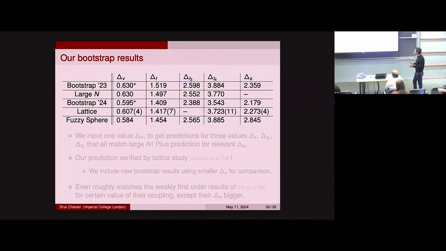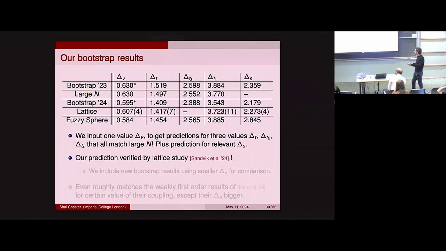Most exciting, though, from our perspective, is this paper by Sandvik that came out last night, which seems to confirm our conjecture. Because in this lattice simulation, they find numbers which are extremely close to our values, with relative errors of just 1 or 2% for every single one of these numbers.